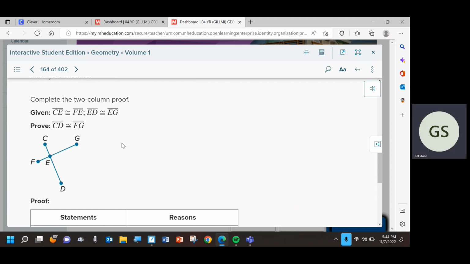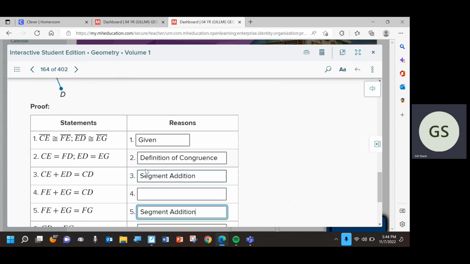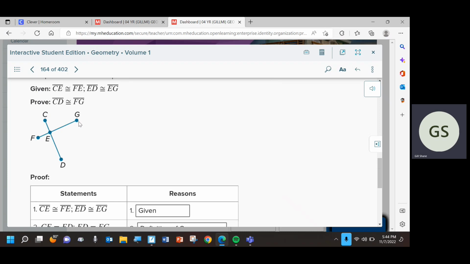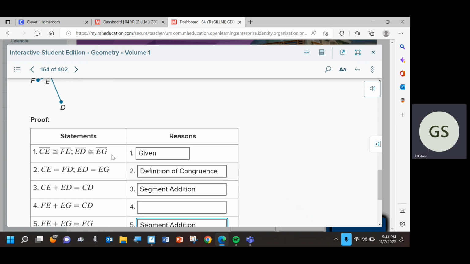CD. Boy, I don't see anything about CD anywhere. So FE plus EG. I'm going to think about this one myself for a second. Oh, okay, I got you. So they're doing substitution right here. It says CE is congruent to FE, so they replace CE with FE. ED is congruent to EG, so they replaced ED with EG.